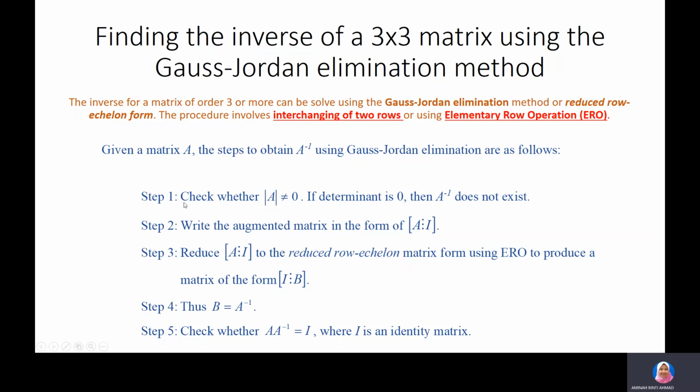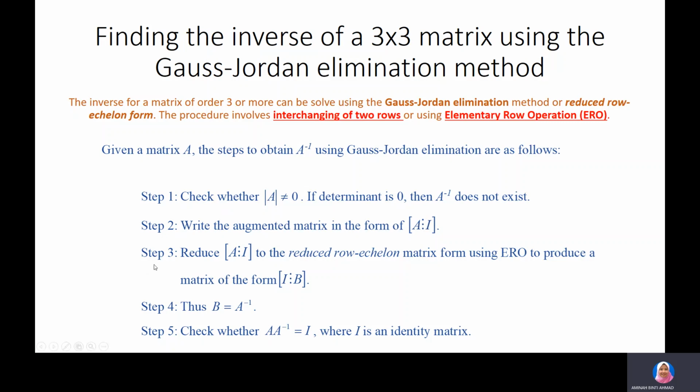Step 1. Check whether the determinant of A is equal to 0. If the determinant is equal to 0, then the inverse of A does not exist. Step 2. Write the augmented matrix in the form of A and I, where I is an identity matrix.